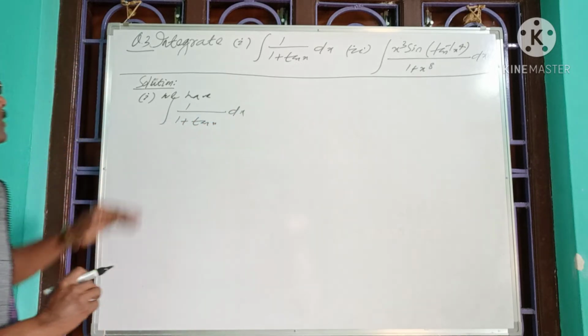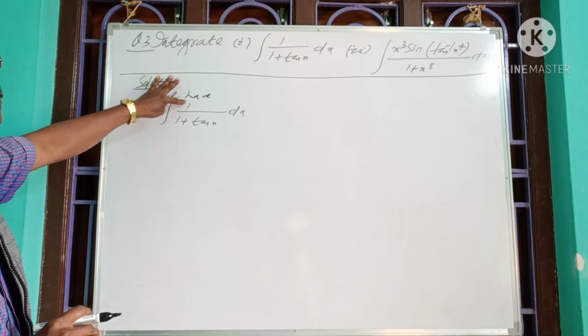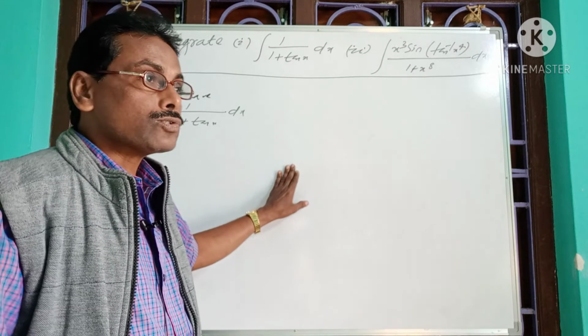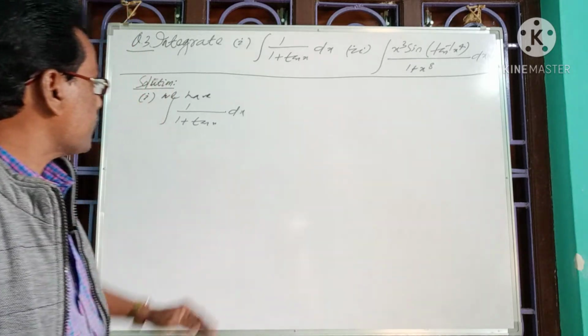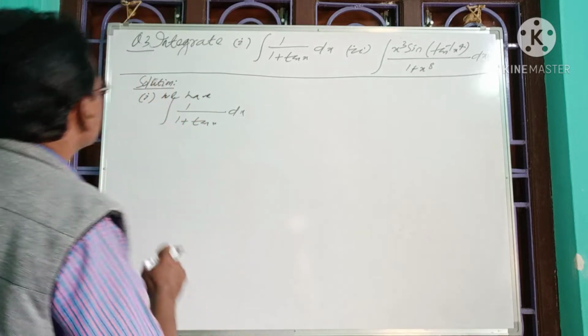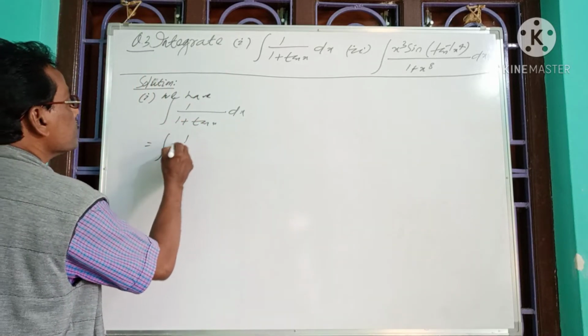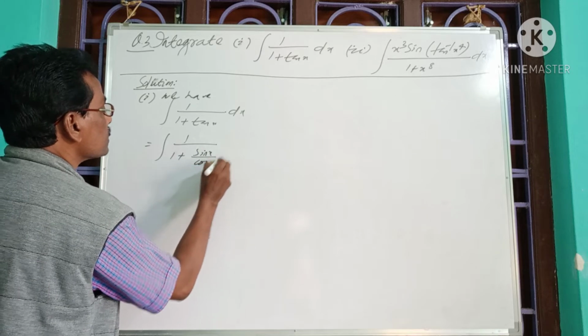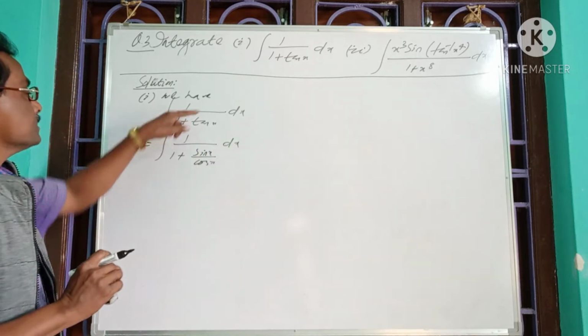Now see, the integrand is in rational form, 1 by 1 plus tan x, which is not in formula form for integration. So before integration, let us apply a special trick. Let us write tan x as sin x by cos x, so we have integration of 1 by 1 plus sin x by cos x with respect to x. We know tan x is sin x by cos x.